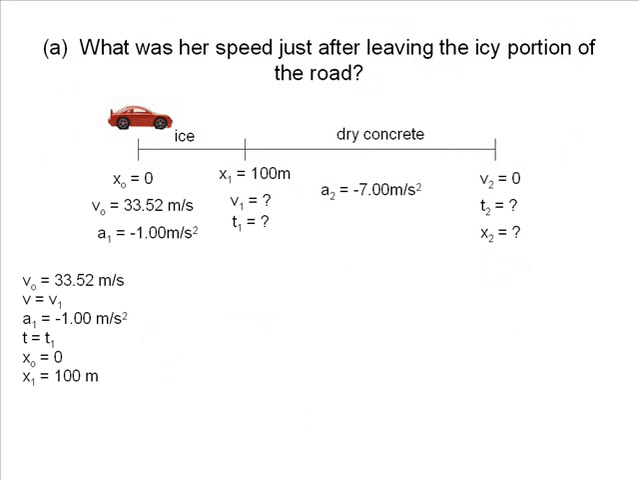Here is our given information. Notice the variables are labeled with 1s and 2s as subscripts. The 1 refers to the ice portion and the 2s refer to the concrete portion. We need to choose a motion formula that can solve for final velocity without using time.